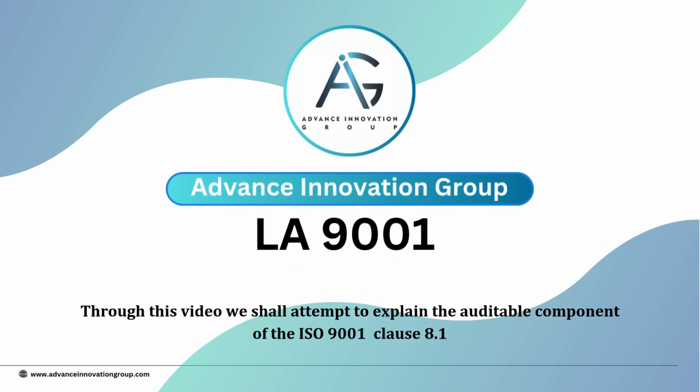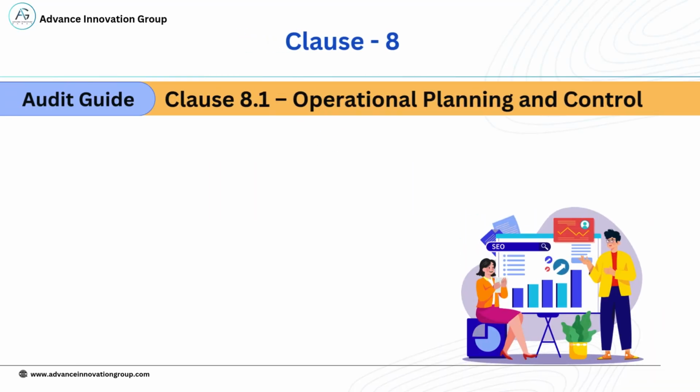Through this video, we shall attempt to explain the auditable component of the ISO 9001 Clause 8.1. Clause 8, Audit Guide. Clause 8.1, Operational Planning and Control.